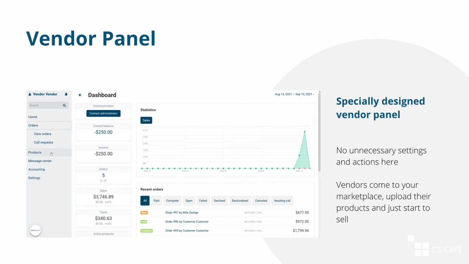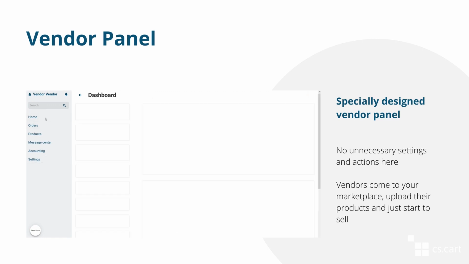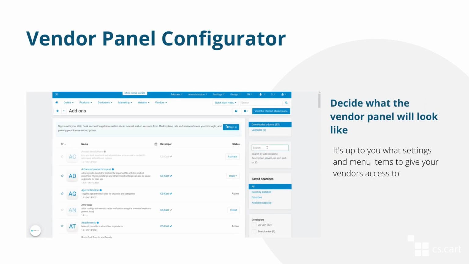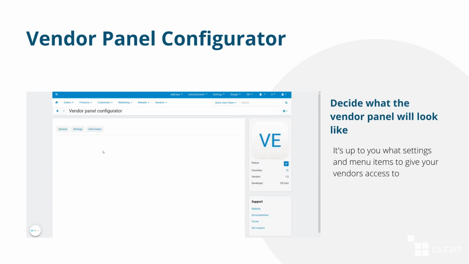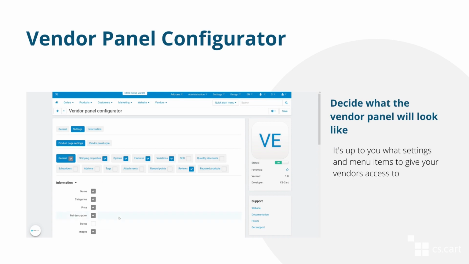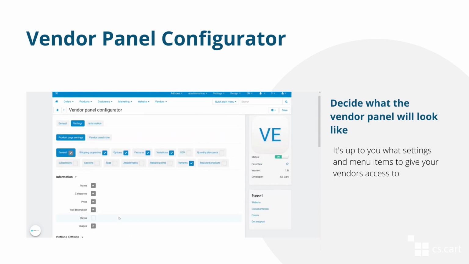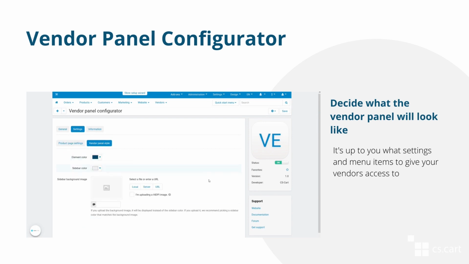Vendors have a slightly different panel on Cart Multivendor. It was specially designed so that vendors could come to your marketplace and easily and quickly upload their products and start to sell. You, as the marketplace administrator, decide what privileges your vendors will have and what menu items they will have access to. Using the vendor panel configurator, you can define what fields and menus will be displayed on the panels of your vendors, and even choose a vendor panel style.